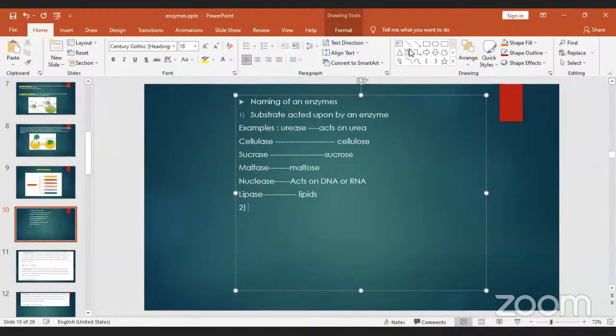Now the second case: the type of reaction catalyzed by an enzyme. The type of reaction that is catalyzed by an enzyme. For example, carboxylases.